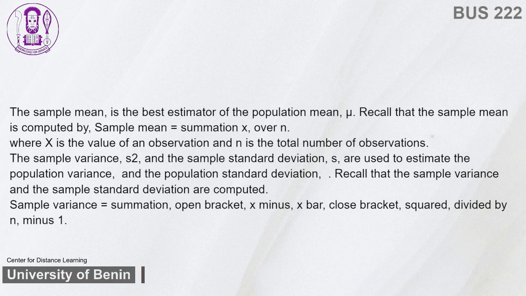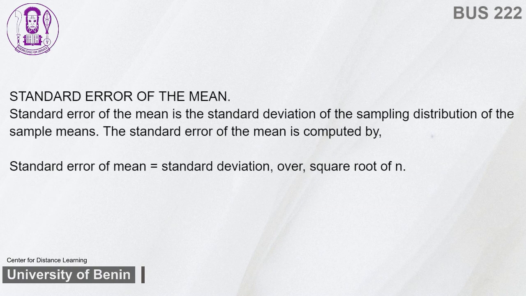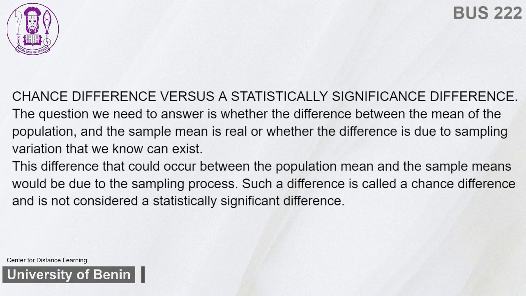The sample variance, S squared, and the sample standard deviation, S, are used to estimate the population variance and the population standard deviation. Recall that the sample variance is computed as: sample variance equals summation of (x minus x bar) squared, divided by n minus 1. Standard error of the mean. The standard error of the mean is the standard deviation of the sampling distribution of the sample means. It is computed as: standard error of the mean equals standard deviation over the square root of n.